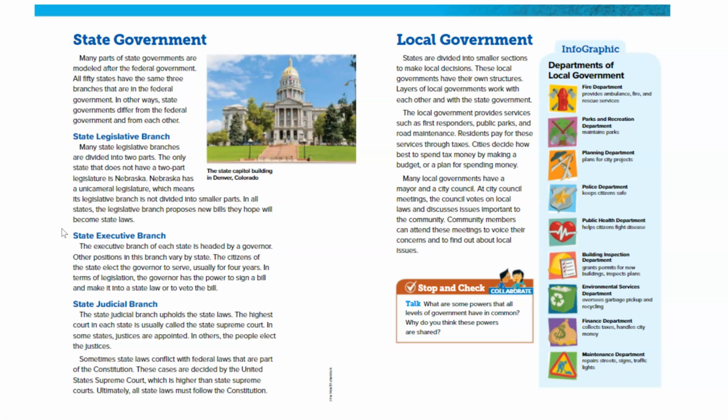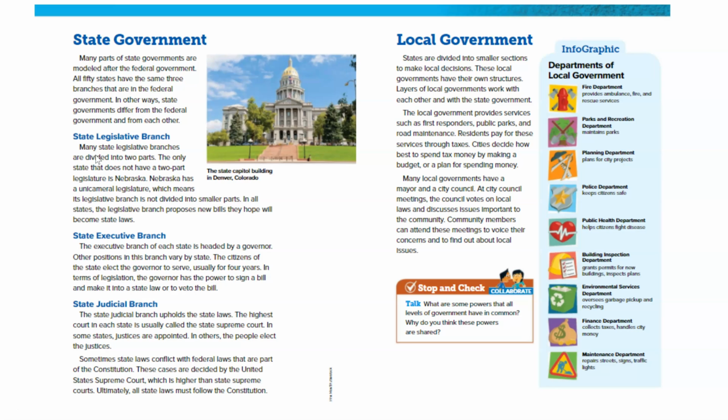Let's focus on state government now. Many parts of the state government are modeled after the federal government. Sounds like it's going to be similar. All 50 states have the same 3 branches that are in the federal government. In other ways, the state governments differ from the federal government and from each other. Boys and girls, we are going to notice some similarities between our state governments and our federal or national government. Well, let's see here. I already see that they have a state legislative branch. Let's read.